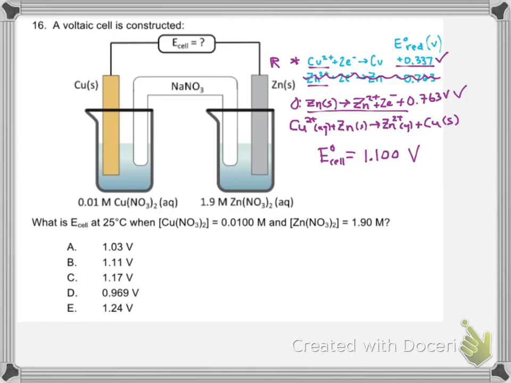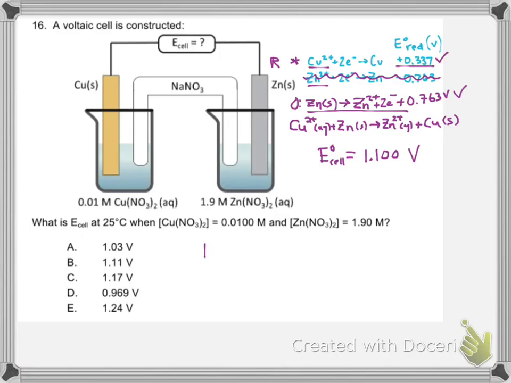Because look at these concentrations here. 0.01, 1.9. Wait a minute, are those standard? No, they're not standard. If they were standard, they would be 1 molar. And since we're looking for E cell, not E standard, it means we're going to need to do a little bit of work here, but not too much. Anytime you want to relate non-standard conditions to a voltaic cell, we're going to use our friend the Nernst equation.